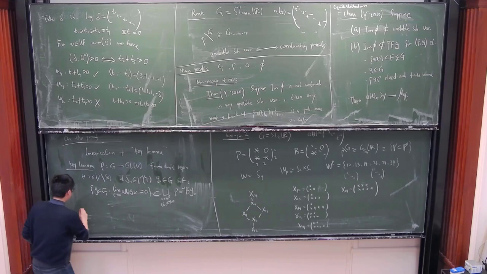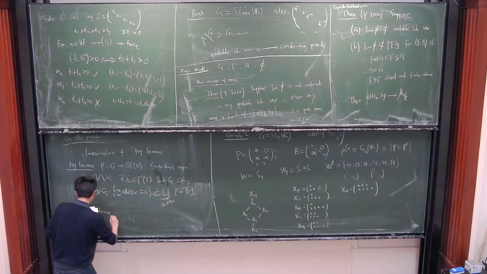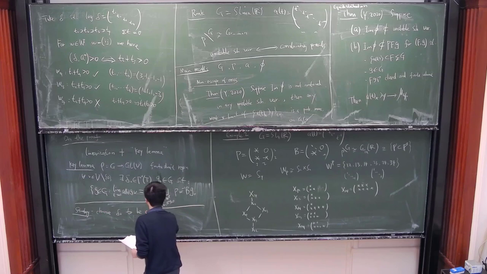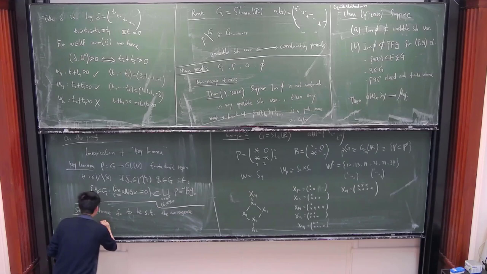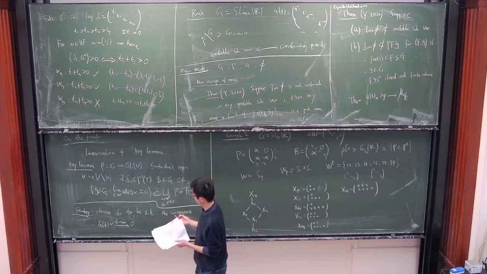How do we prove the key lemma? So the strategy is to choose delta naught to be such that the convergence, A_T V, as T goes to infinity, converges to zero. So if this set is not empty, then you know that there exists such lambda naught which brings a vector to zero, and we can define a speed.